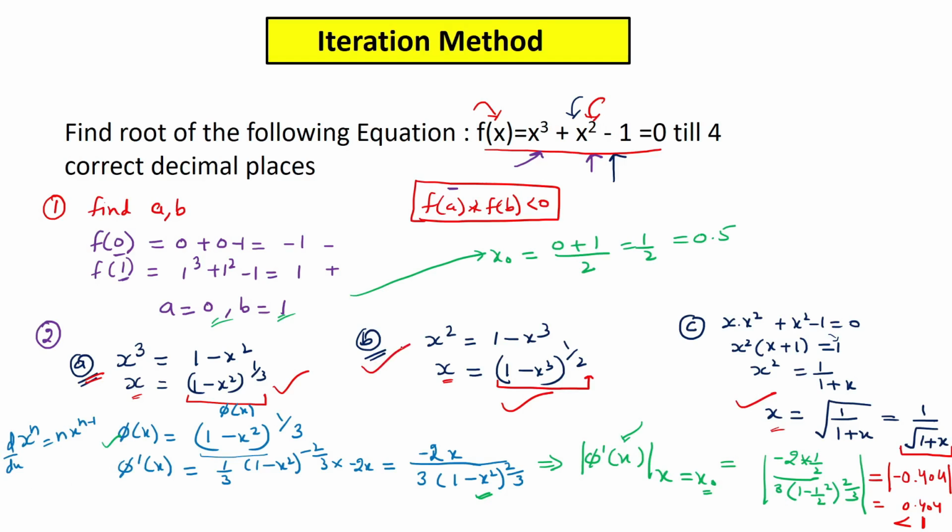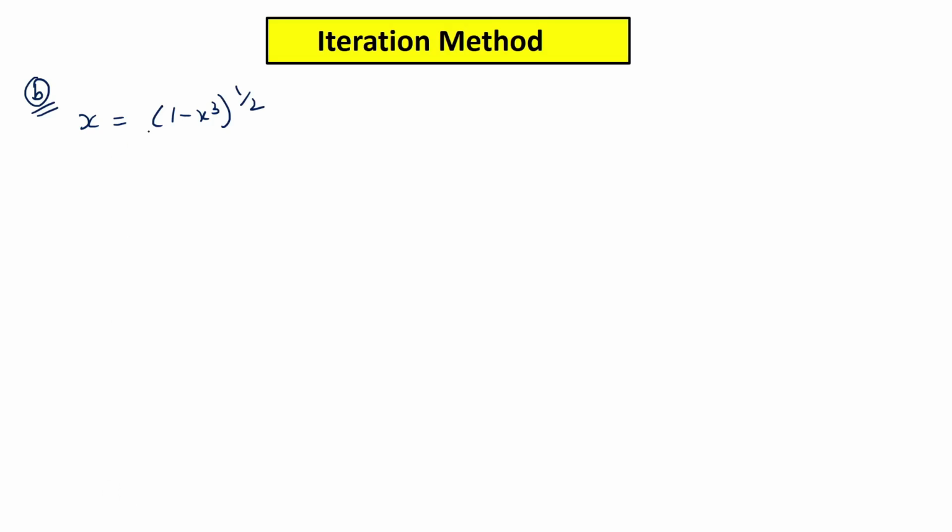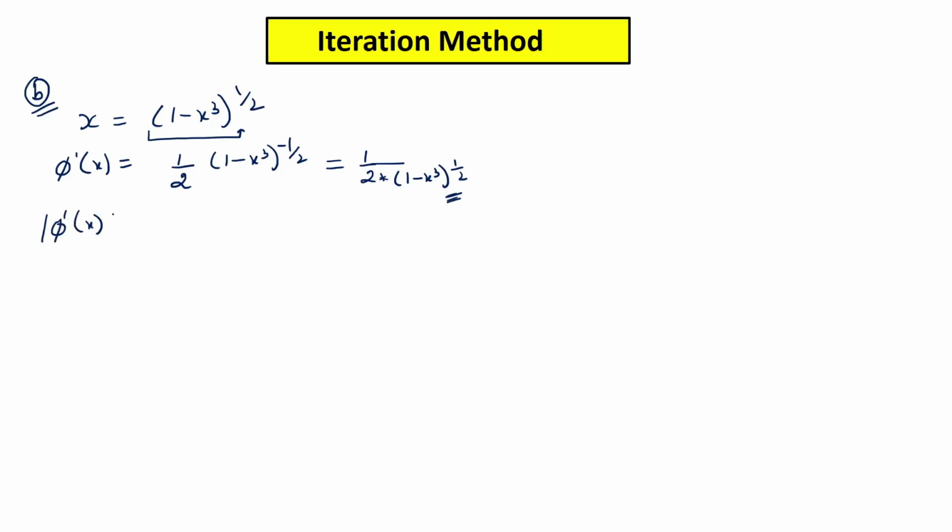So let's copy this form B into the new page and now differentiate this phi of x. So this is the differentiation of this phi of x. Now I have to find the value of this phi dash x at x equal to 0.5. So I will get minus 0.4008, some similar value, and this will be 0.4008. And again, this is less than 1. So this is also a valid form that I can proceed with.